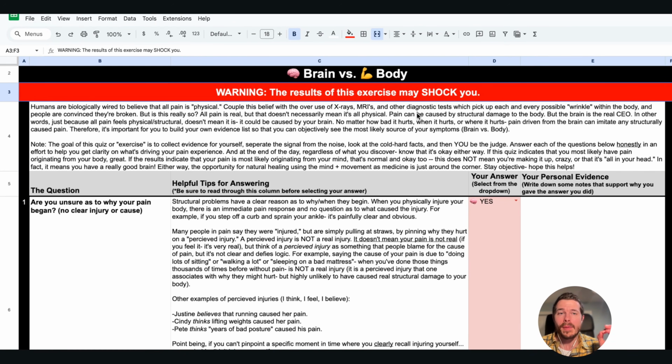Pain can be caused by structural damage to the body, of which we went through in detail here today with this flowchart, but the brain is the real CEO. In other words, just because all pain feels physical or structural doesn't mean it is. It could be caused by your brain. Your brain might make a bit of a mistake. No matter how bad it hurts, where it hurts, what hurts, all that stuff, your brain can imitate any structurally caused pain. All right, so let's go through and answer these questions so that you can come to the best conclusion as to what's going on if you're still lost, confused, or you're just curious.